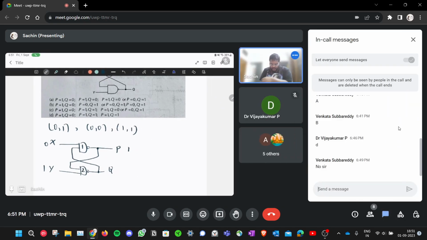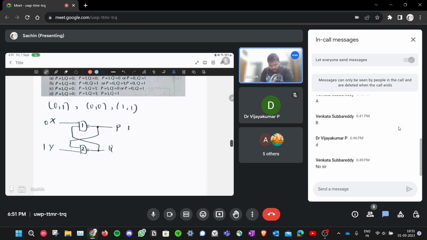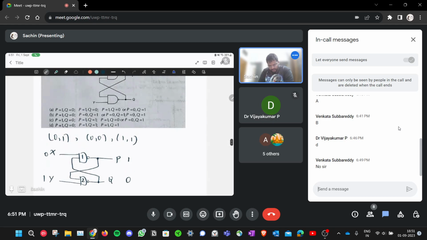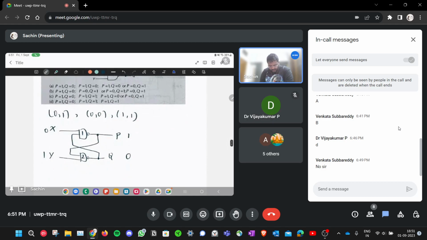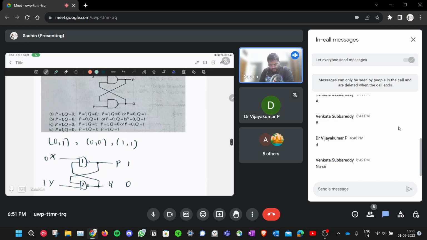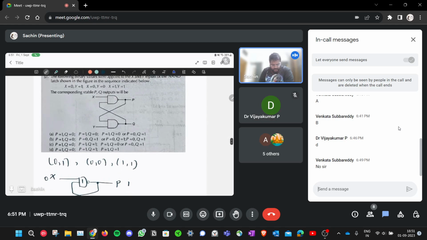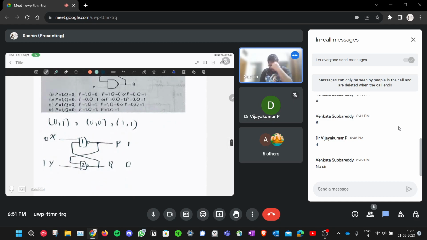1 and 1 is 1, and it's a NAND gate, so it will take the complement of AND. So this is 0. You can check that this will be stable. There are no instabilities here. So the first set of outputs is 1, 0, and all options have 1, 0 as the first set of outputs. So we'll check the next set of outputs.